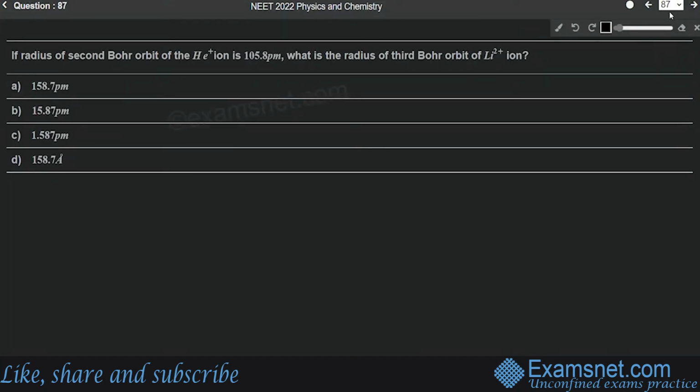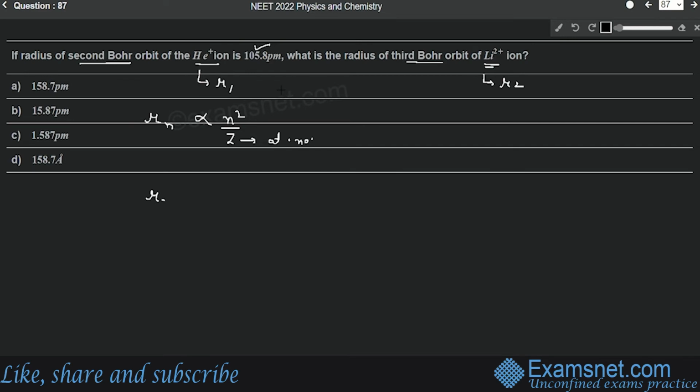Question number 87 is from the chapter Atoms, and the question is, if radius of second Bohr orbit of helium plus ion is 105.8 picometer, then what is the radius of third Bohr orbit of lithium 2 plus ion? Suppose the radius of helium ion is R1 and radius of lithium ion is R2. We know that radius of nth orbit is proportional to n square by Z. So n is the number of orbits, so if it is second orbit, then n will be 2, and Z is the atomic number of the element, right?